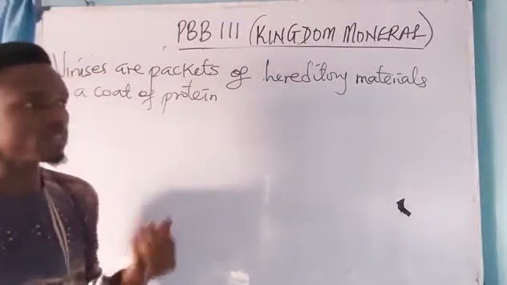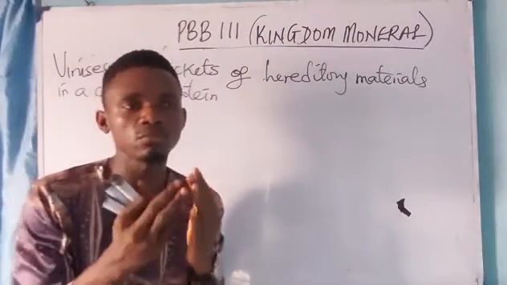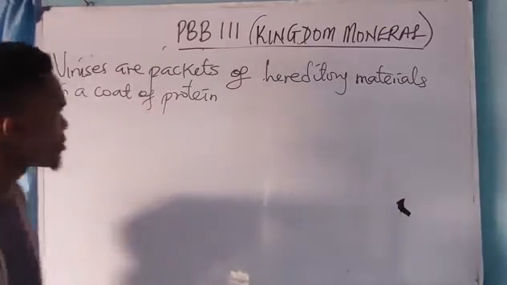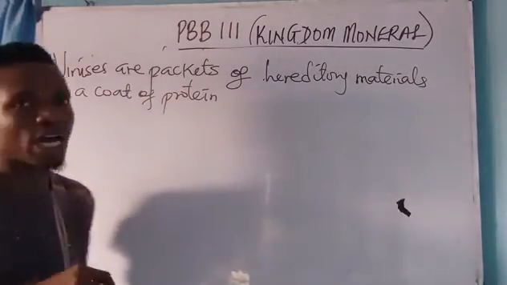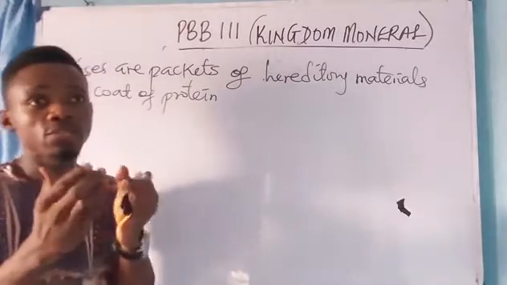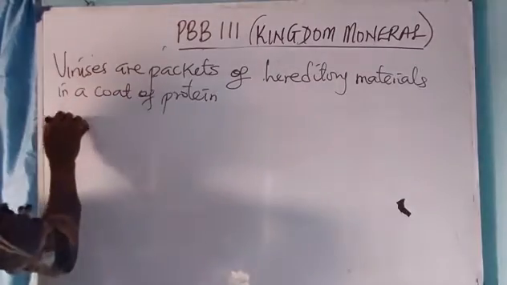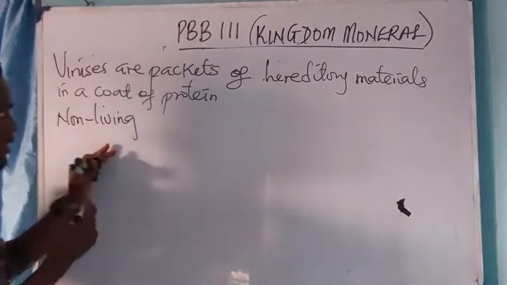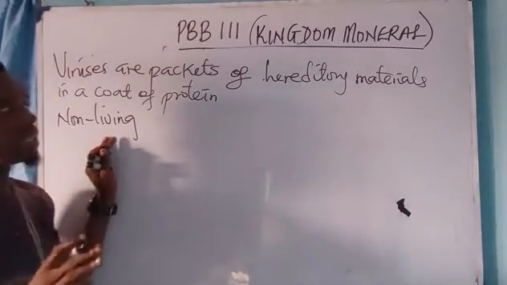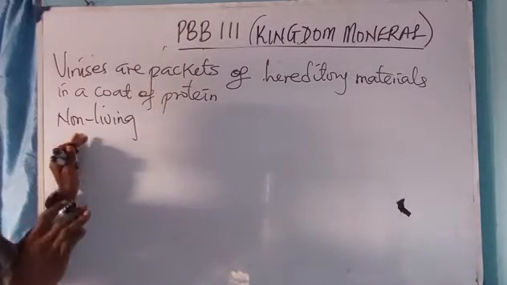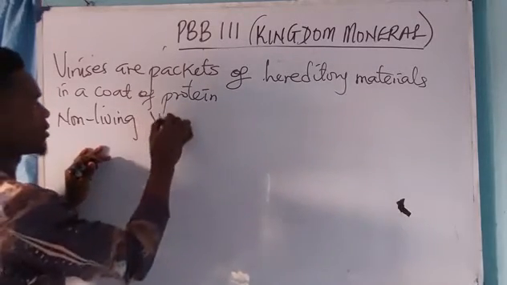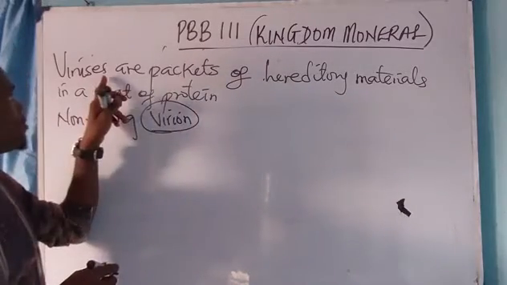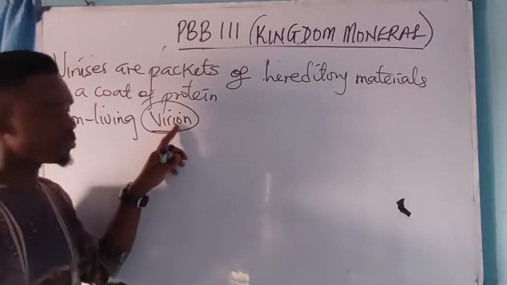Living. They are not living when they assume a crystalline structure, and they are living when they are found in the host of a living organism. Now, viruses that are found outside the host, outside the cell of the host, are said to be what? Non-living. I just said that when they are found outside the host, they are said to be non-living. They assume a non-living form called what? Virion. So a non-living virus is called a virion. Take note of that.